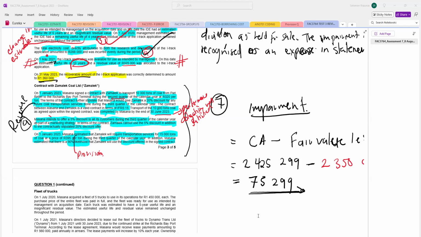And then they went further to say that, from the way things are looking, an estimate is made that Zamalek will purchase 15,000 tons of coal in the third quarter. If they do purchase, we're going to give them 20%. We have an estimate to prove there's a high chance that these people will buy from us. We even have a figure of 15,000 tons, and the price per ton. But the estimate is that there's a 90% chance that they will actually use the discount.